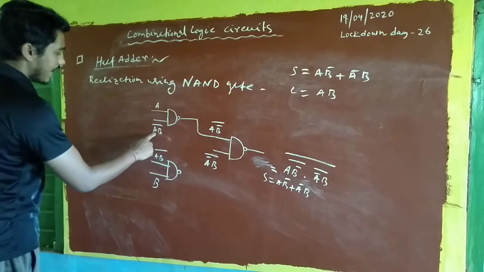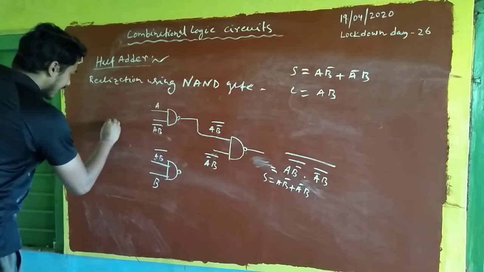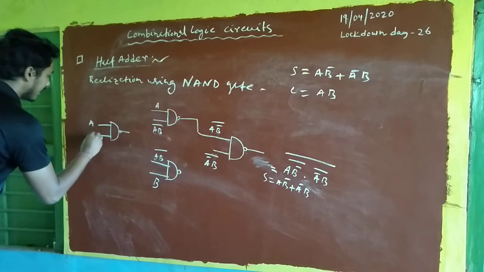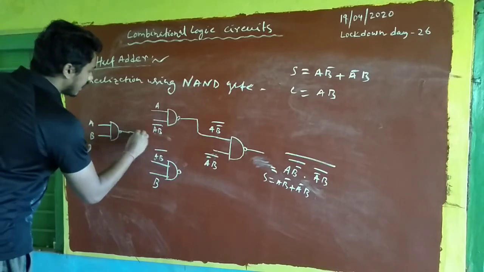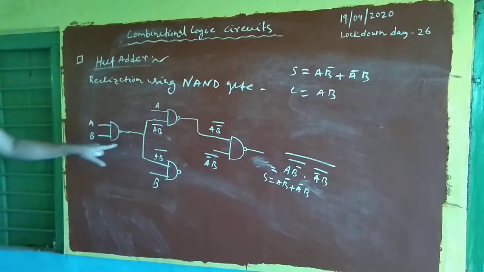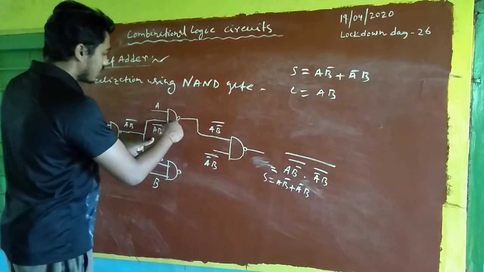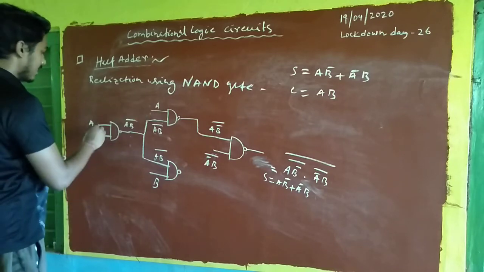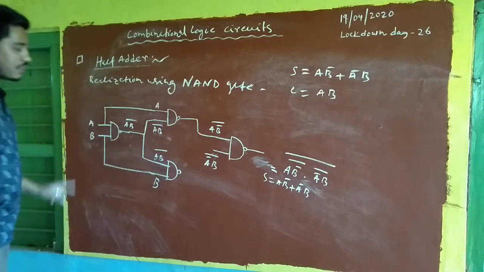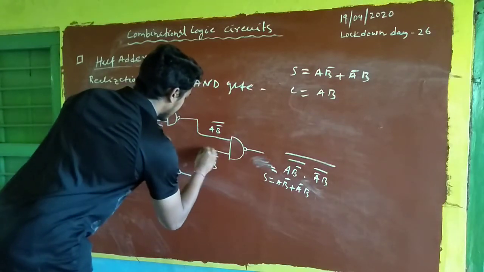Okay. Now AB bar we can simply get from the NAND output by applying input A and input B here. So finally we will get here, we can write, this is AB, so the output is AB bar. Now this AB bar is the input of these two NAND gates. Now this is A, so we can just simply join this line.